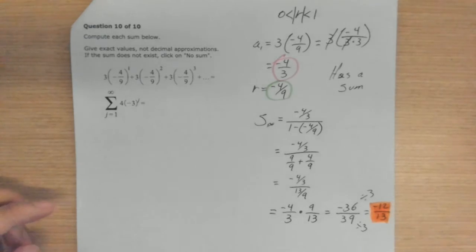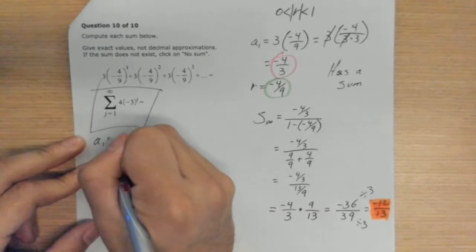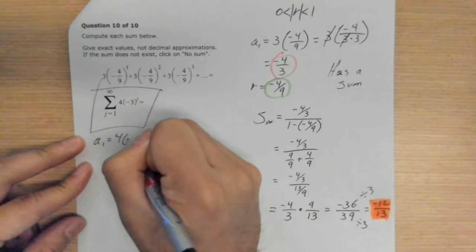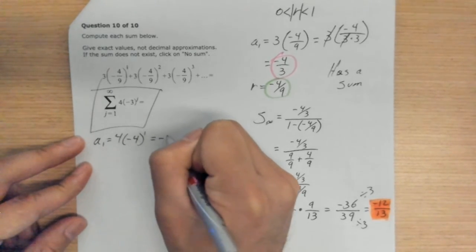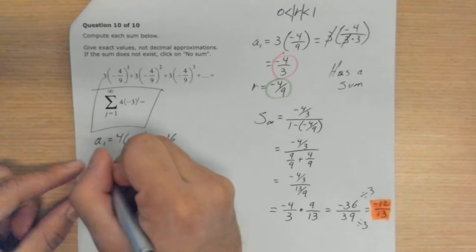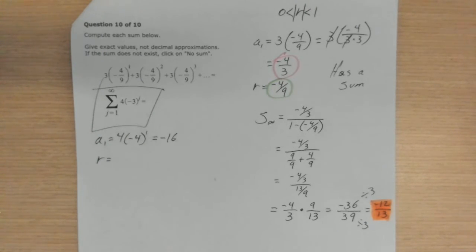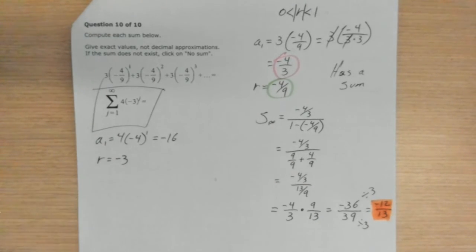So, what's the first term of this one? A sub 1 will be just plugging the 1 into j. That'll give me 4 times minus 3 raised to the first power, which is equal to minus 16. Minus 16 is my first term. What's my common ratio? My common ratio is whatever value is being raised to a power. What value is being raised to a power? Minus 3. Minus 3 is the value being raised to a power.